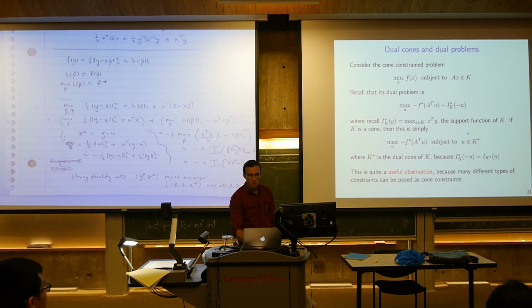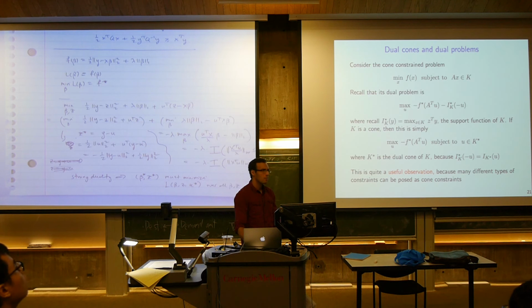Okay, I just didn't tell you what the dual cone is, but the definition is just a couple slides back. And for example, the PSD cone is self-dual. So if this was a PSD constraint, this would again be a PSD constraint.